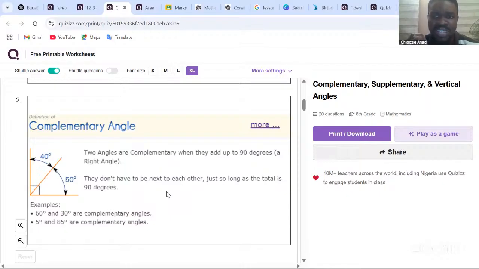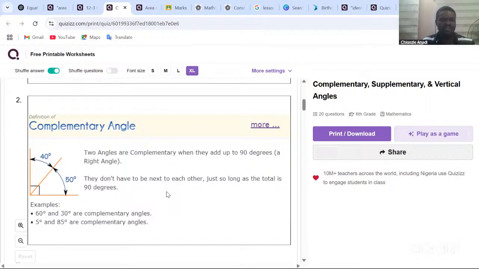And when they add up to 90 degrees, you're going to have a complementary angle. Just like having someone compliment you, those two must come together. If they don't come together, there's no way they can form that 90-degree angle you're talking about.